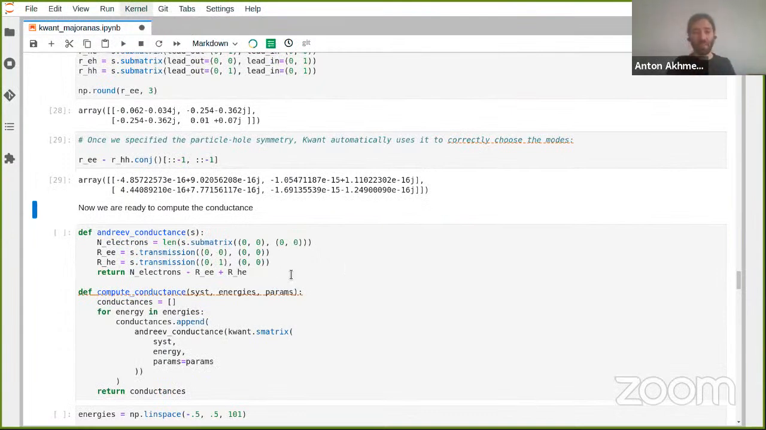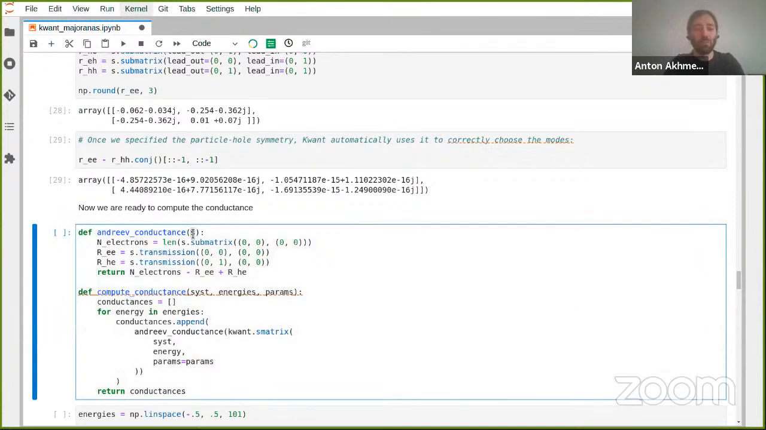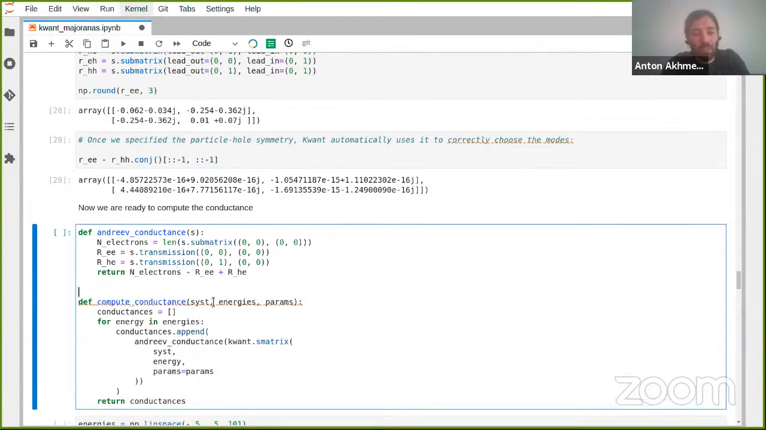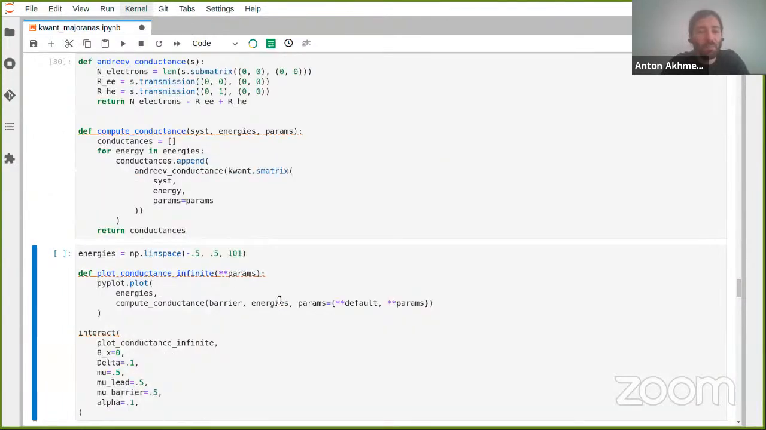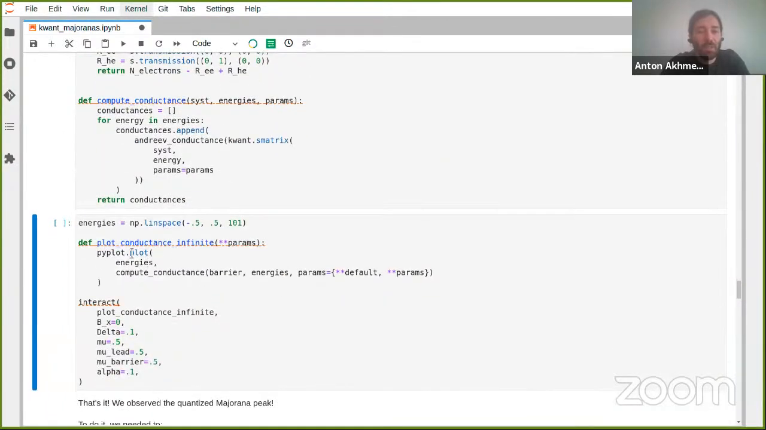Now we are ready to define the Andreev conductance. So here we feed a scattering matrix. We compute the number of incoming modes. That's a size of a subblock of a scattering matrix. We compute the electron transmission, the amplitude of a normal reflection, the amplitude of the Andreev reflection. That's all the incoming electrons that got converted into holes. We apply the formula that we know from before. We combine these quantities in the appropriate way. Now I also introduced a convenience function that computes a conductance given a quant scattering system, the relevant energies, and the relevant parameter values. So now we are ready to do the calculation.